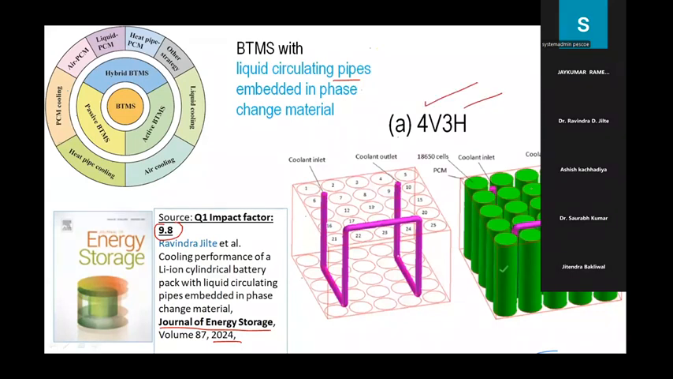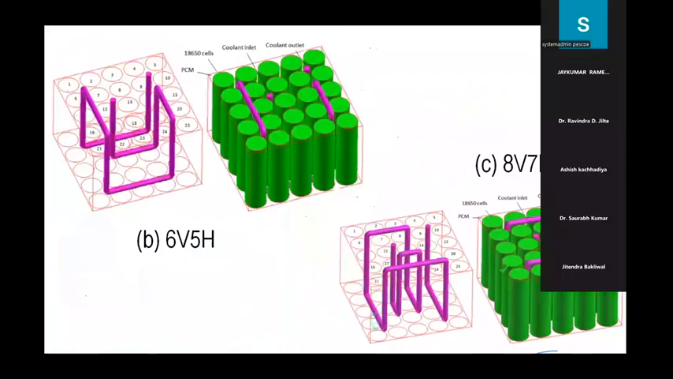If you look at 1, 2, 3, 4 vertical, 1, 2, 3 horizontal. Likewise, you have the arrangements of 6 vertical, 5 horizontal channels, 8 vertical, and 7 horizontal channels. Now all these channels will have one inlet over here and one outlet. One inlet is there and one outlet is there. So all the options are available.